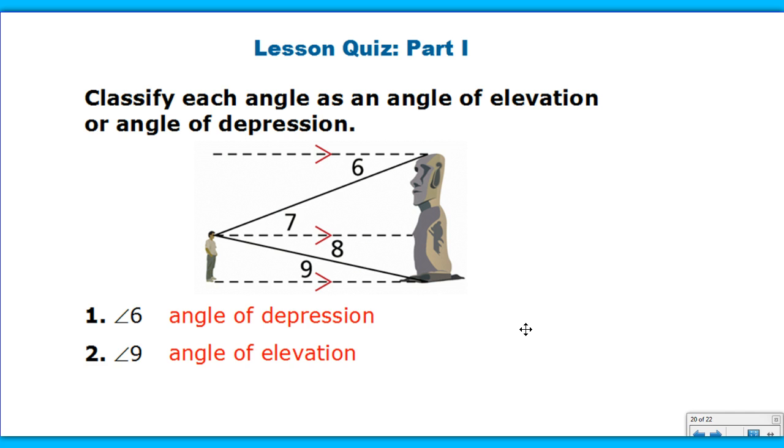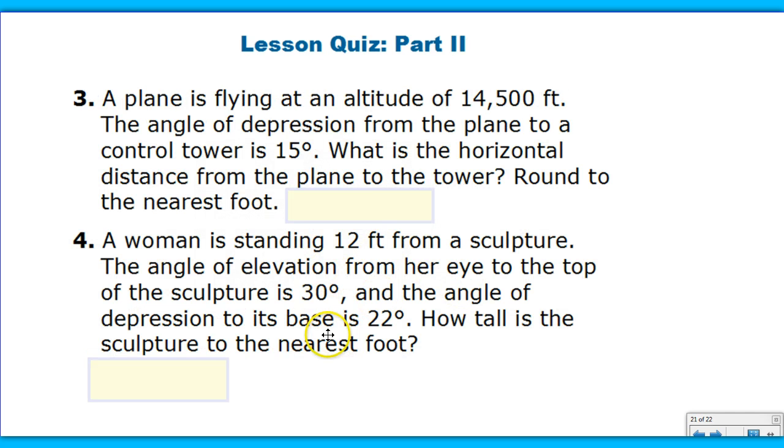Angle 6 is an angle of depression, and angle 9 is an angle of elevation. Please pause, try these, and come back and check your work. For number 3, we have 54,115 feet. And for number 4, we have 12 feet.